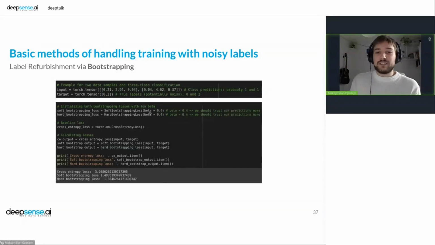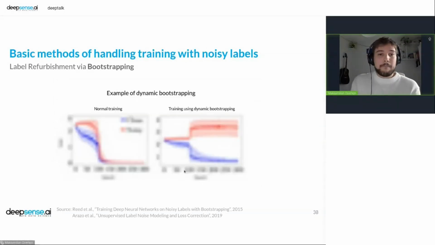And then if we change beta to 0.4, so we are trusting the predictions more, then as you can see, the loss is reduced by a significant amount. So once again, we got this example, and this time the loss is reduced significantly, right? So that's the bootstrapping loss.